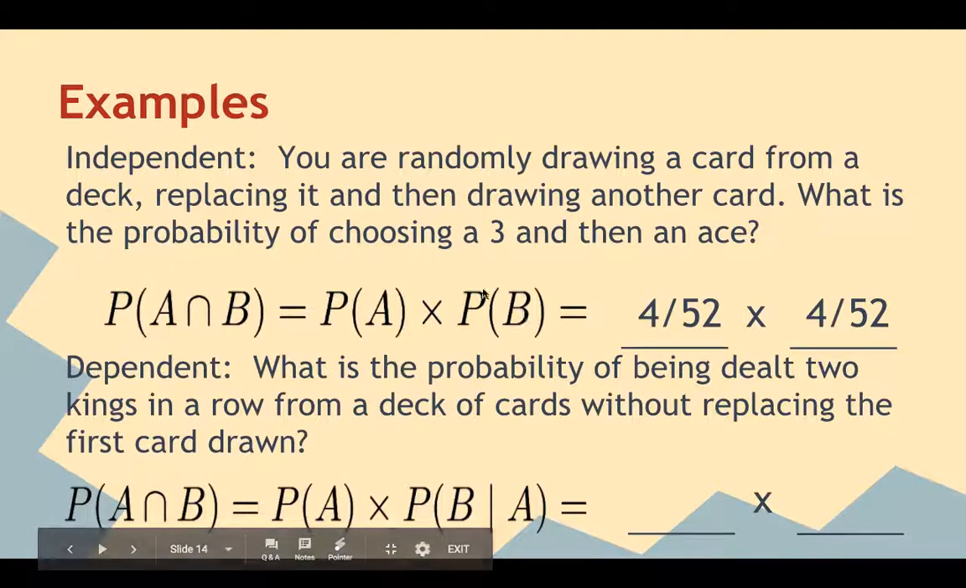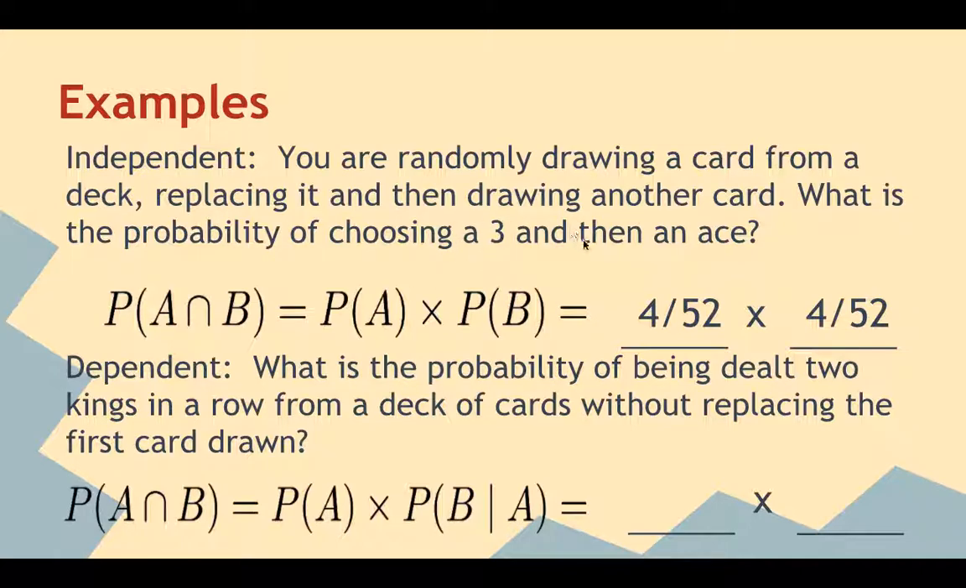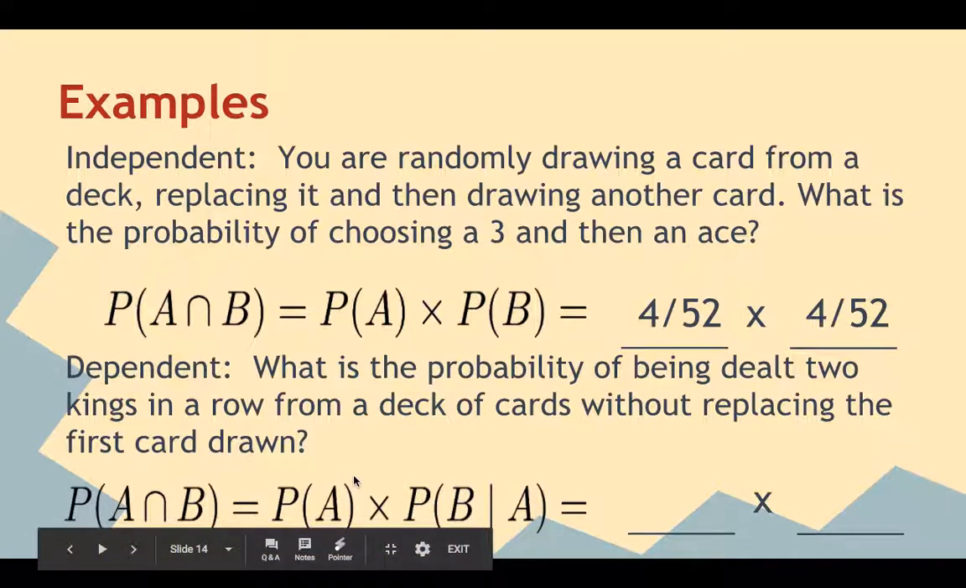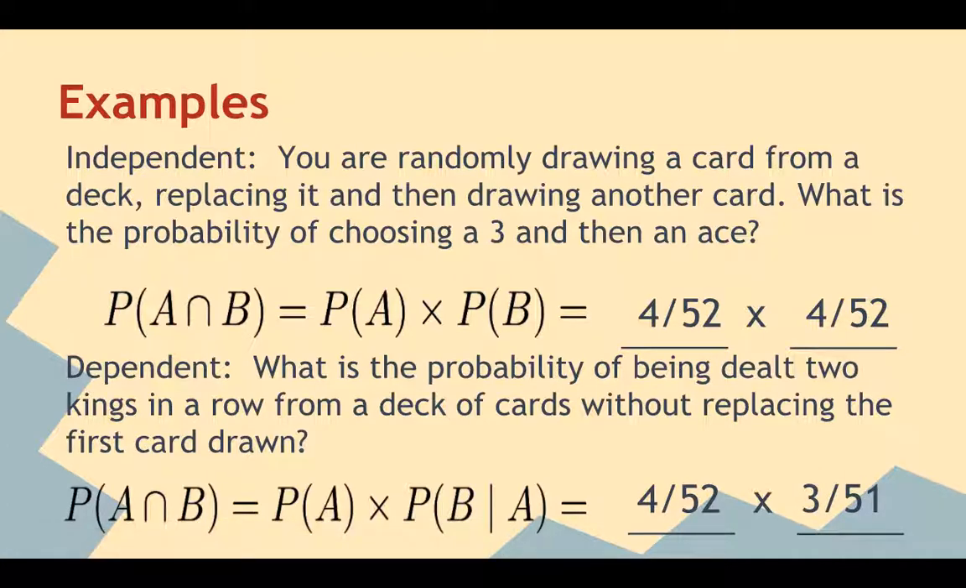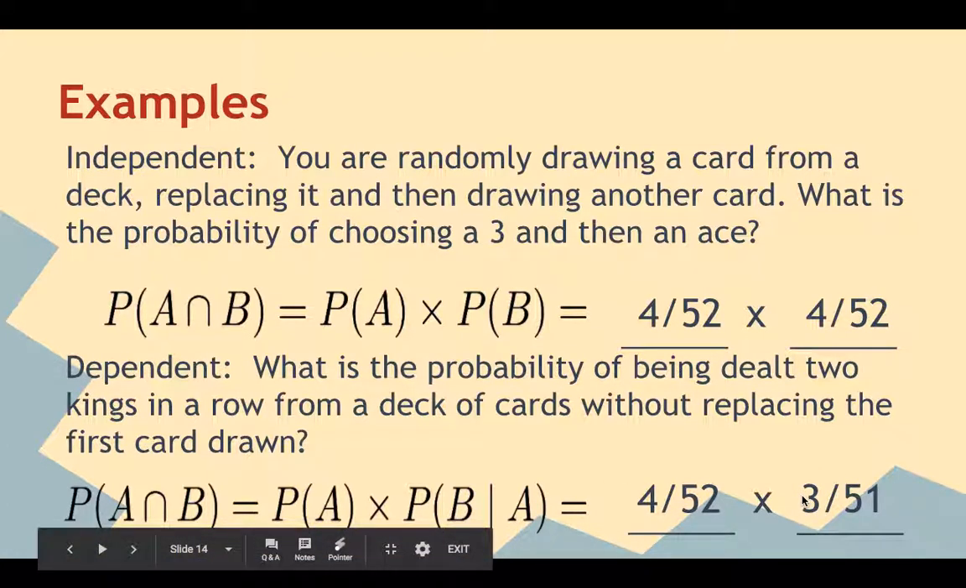And so notice how these are really just the probabilities of each of these happening. Probability of a 3 and probability of an ace. And the second one is the king, 2 kings in a row. So probability of a king we know is 4 out of 52. But the probability of king, given a king has already come out, is 3 out of 51. If this was a king then an ace, it would be 4 out of 51. But it certainly matters that n of S is changed for that second part.